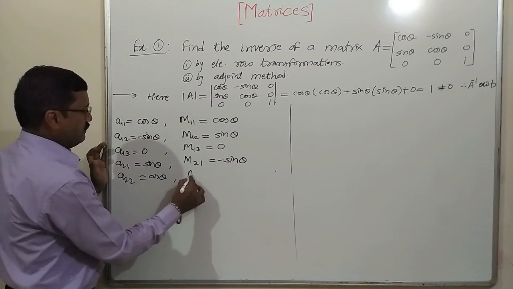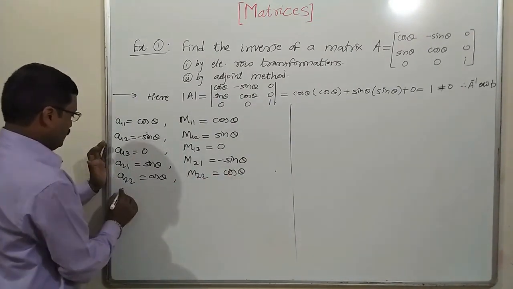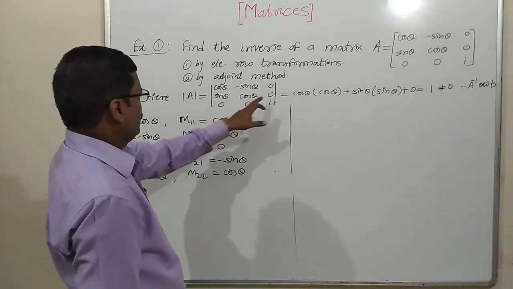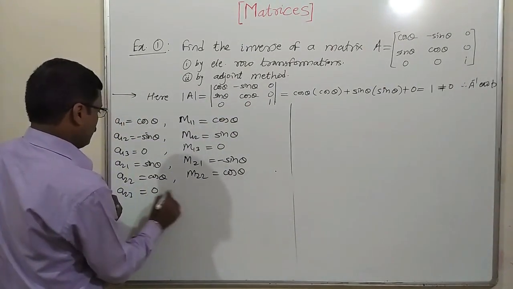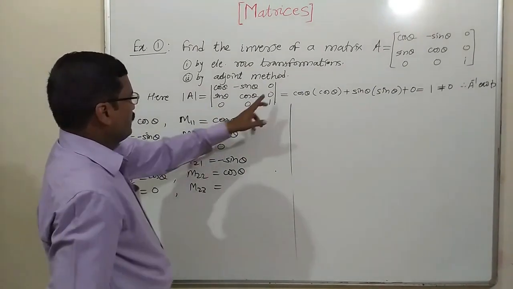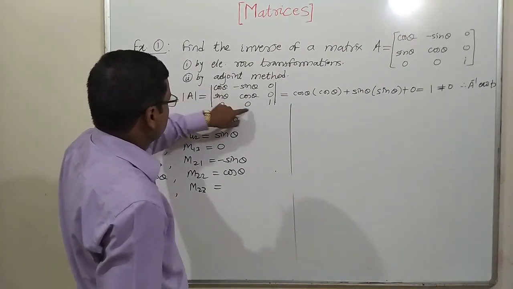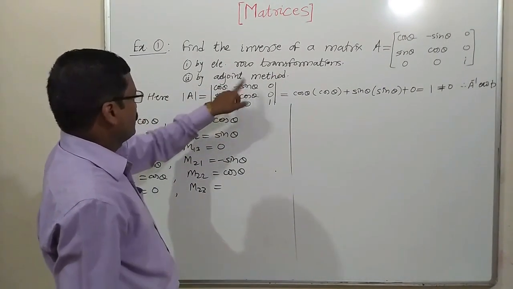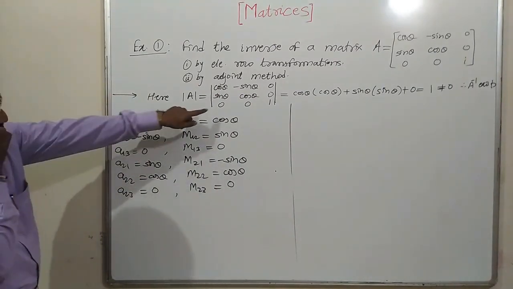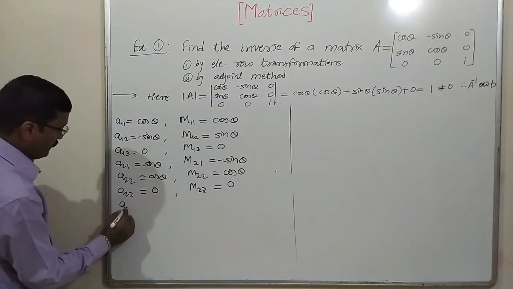So minor M22 is again cos theta. Next element A23, that is 0. Its minor is M23, cancelling this column and this row. Remains cos theta into 0 and this again 0. So minor is 0.